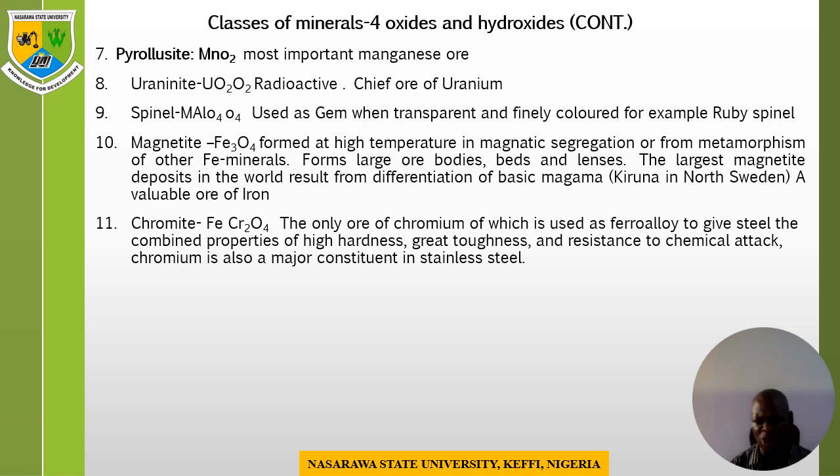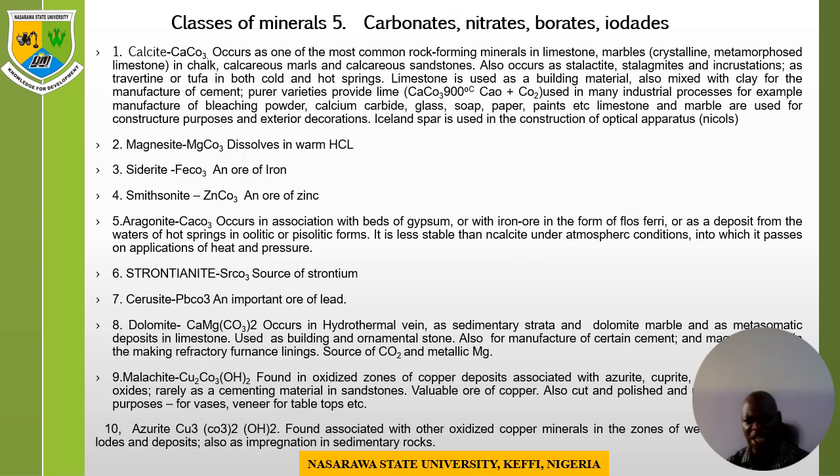The chromite is the only ore of chromium, which is used as ferroalloy to give steel the combined properties of high hardness, great toughness, and resistance to chemical attack. Chromium is also a major constituent of stainless steel. Class 5 of minerals based on mineralogy is the carbonates, the nitrates, and the borates and the iodates. The first group here we have the calcite. It occurs as the most common rock-forming mineral in limestone, marble, crystallized and metamorphosed limestone, in chalk, calcareous marls, and calcareous sandstone.